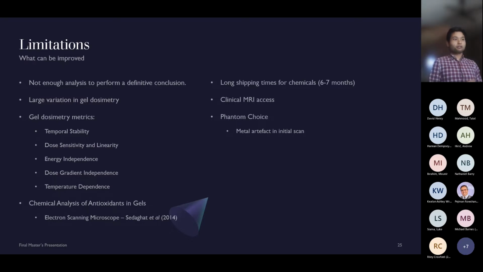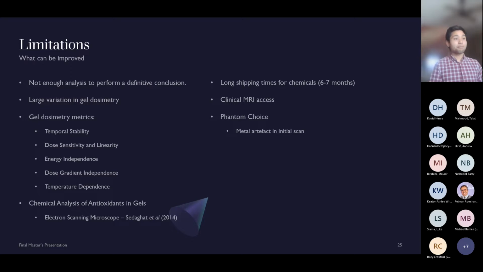Another limitation was that there were long shipping times for the chemicals to come. It took around 6 or 7 months after ordering for the chemicals to arrive. So it left me around 3 to 4 months to try and get the gels going.